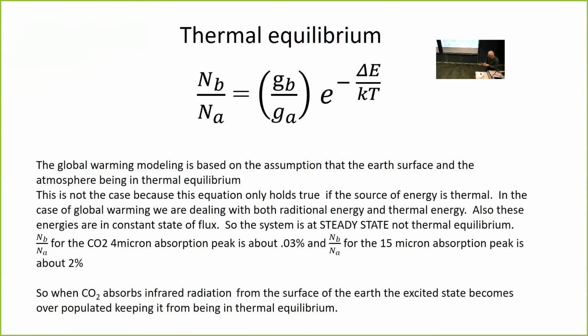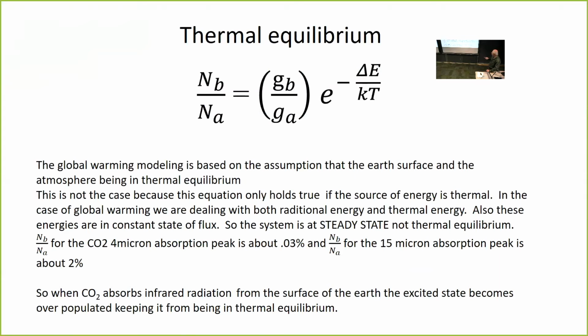I think this is, if I mentioned, probably the most abused equation in science because nobody really understands it. They use it without totally understanding what it means. So the global modeling is based on the assumption that the Earth's surface and the atmosphere are in thermal equilibrium. This is not the case, because the equation holds true if the source of energy is thermal. In the case of global warming, we are dealing with both radiational energy and thermal energy. Also, these energies are in constant state of flux, so the system is at steady state, not thermal equilibrium.